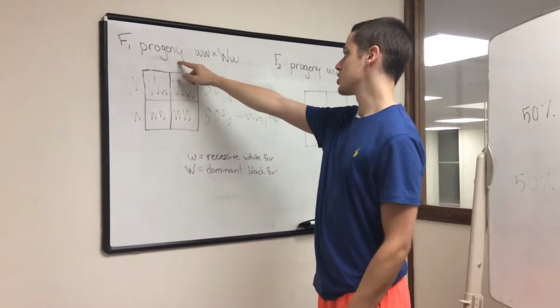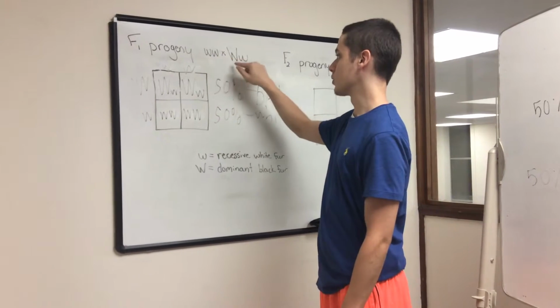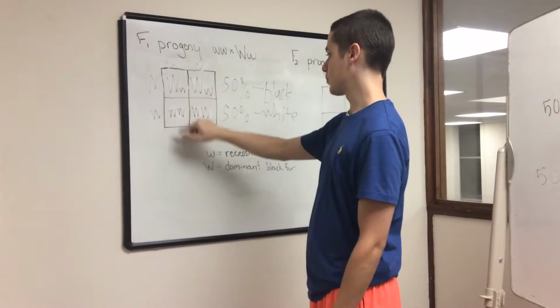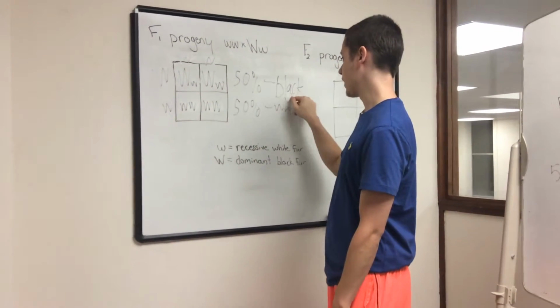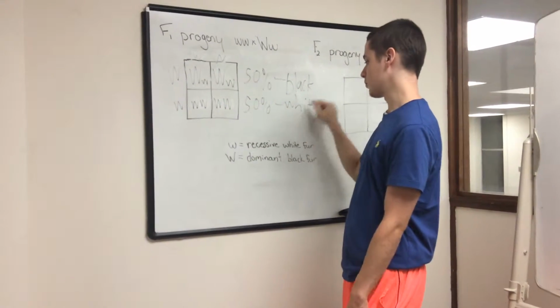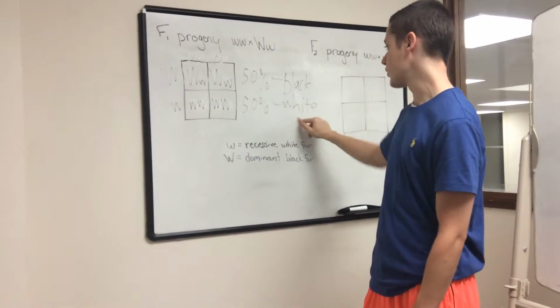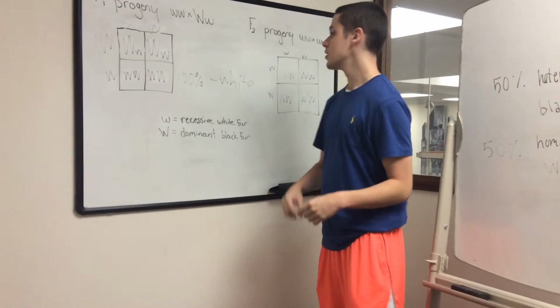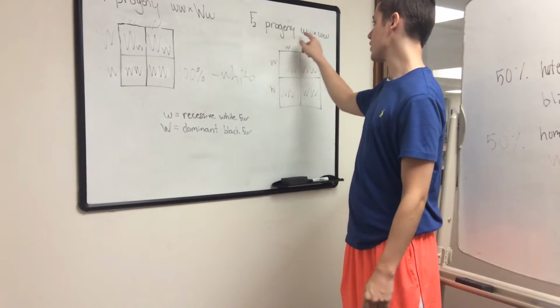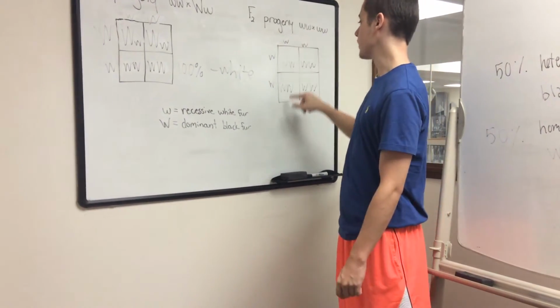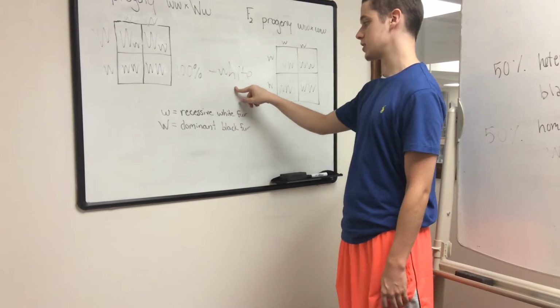So in the F1 progeny, we cross the homozygous white fur with a heterozygous black fur. If we look at the Punnett square, we get 50% black fur and 50% white fur. The black fur is dominant and the white fur is recessive. So in the F2 progeny, we are crossing the homozygous white fur, and in the end we get 100% recessive white fur.